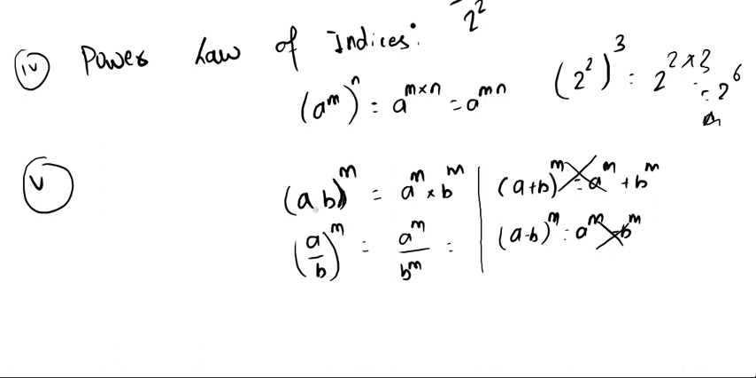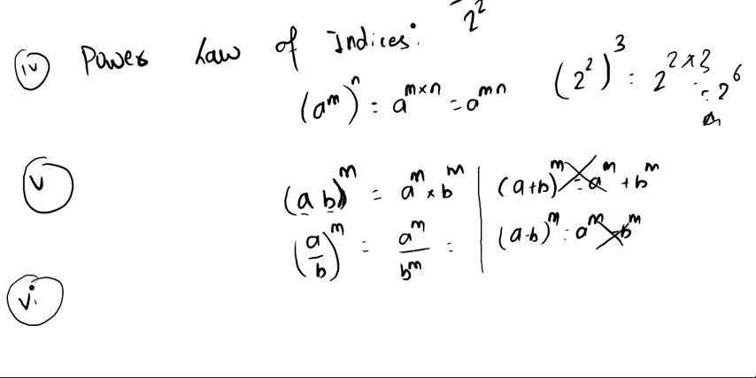So yeah, if there are two algebraic terms and they are in multiplied form to each other and the whole power m is given to it, then we can write it as a power m multiplied by b power m. Okay, now let's move to rule number 6.